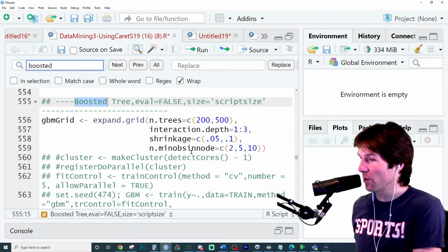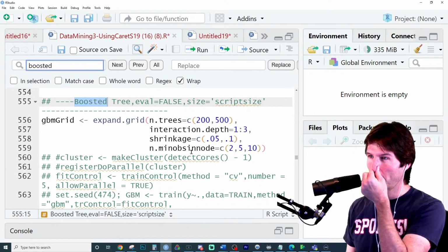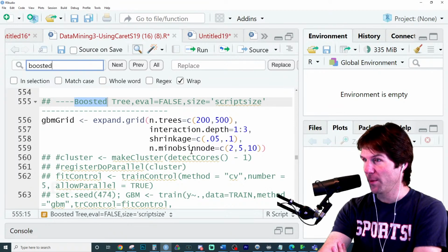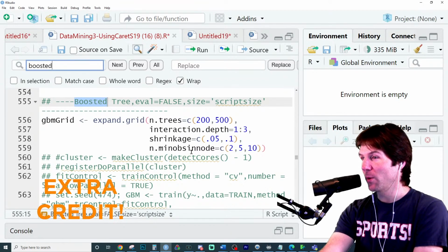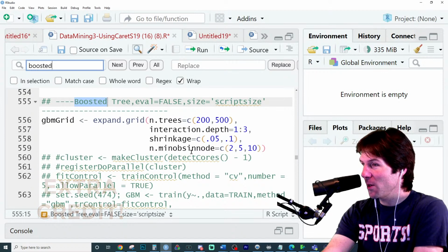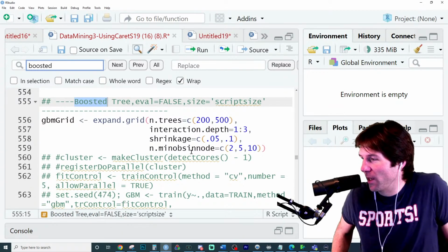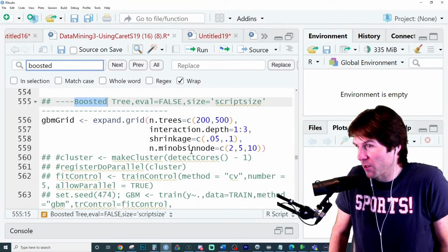On the boosted trees, there's a lot more. There are 4 tuning parameters. Kirsten, you're right, there's more tuning parameters. Now, here's a really good question: how many models would this make right here? It actually doesn't make that many, not too crazy. There's more tuning parameters on boosted trees.